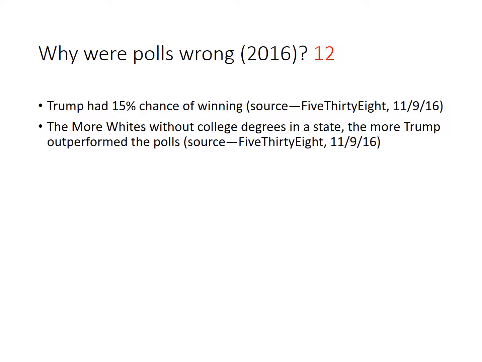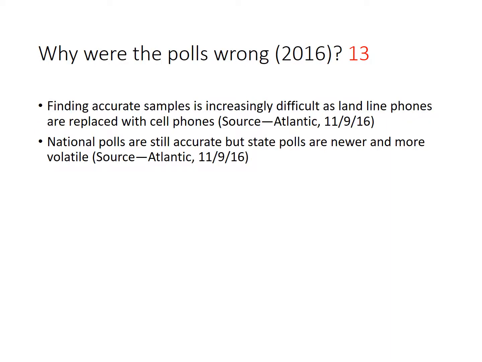But there are groups that were underrepresented in the polling. Your text refers to that as a selection bias. And so whites without college degrees turned out in higher numbers than what was expected and gave a larger percentage of their vote to Trump over Clinton. This is a source from Atlantic Magazine, something you can, I would imagine, find online if you'd like to read it. We also have this magazine in our library.